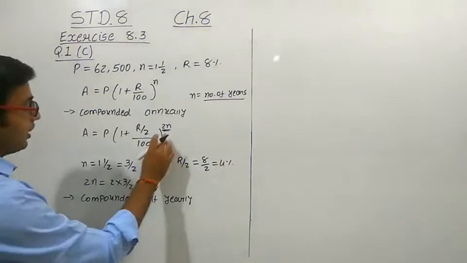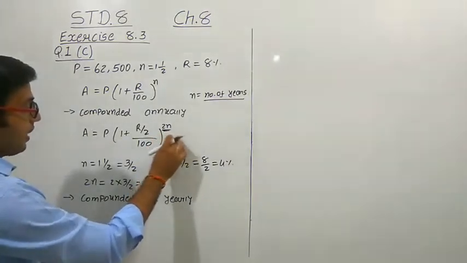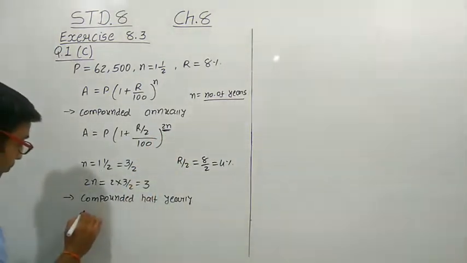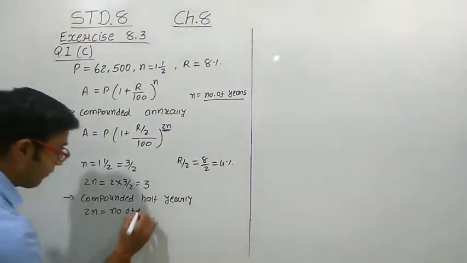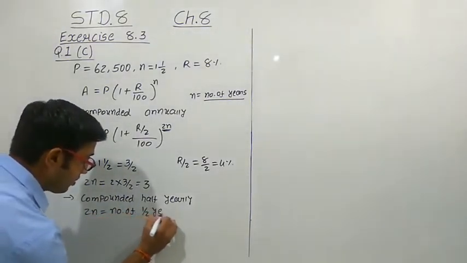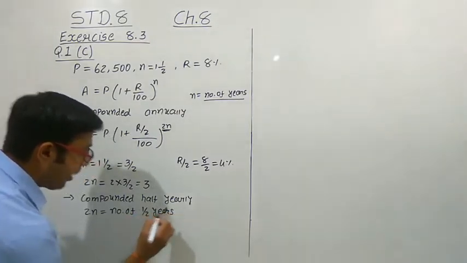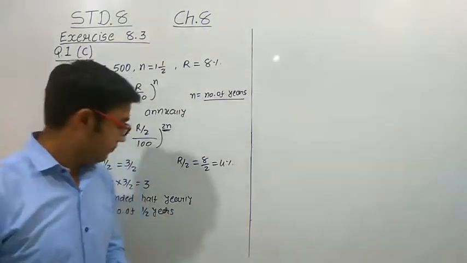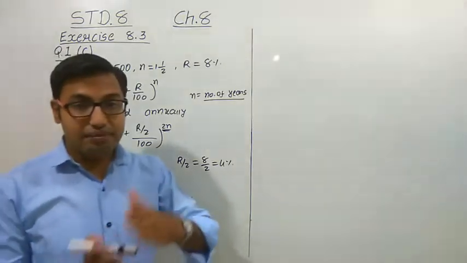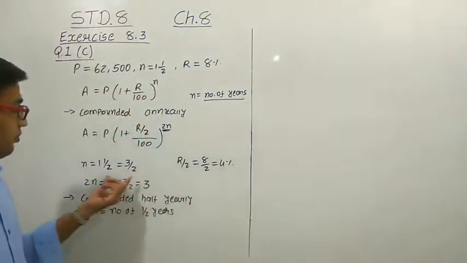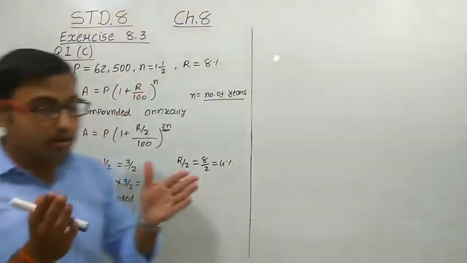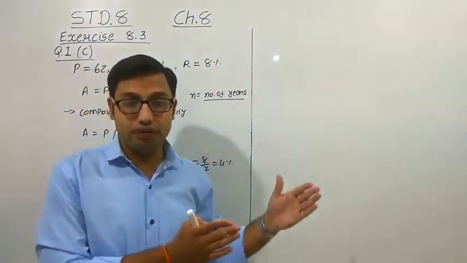The same thing we have to keep in mind here, that the power is 2n. So what will be the 2n? 2n will be the number of half years. Number of half years. What does that mean? We have to divide the time duration into 6 months. See, whatever the time duration here we have given is 1 year and 1.5.